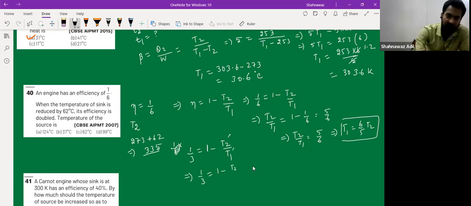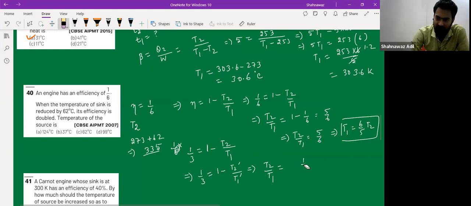So T2 prime and yes. So T2 is reduced by how much? So let me calculate T2 by T1. This is 1 minus 1 by 3, which is 2 by 3, right? So 2 by 3, and then we know that T2 is reduced by how much?